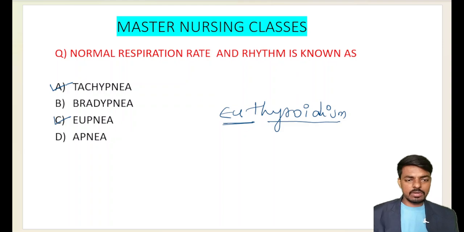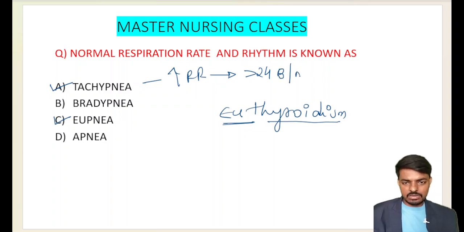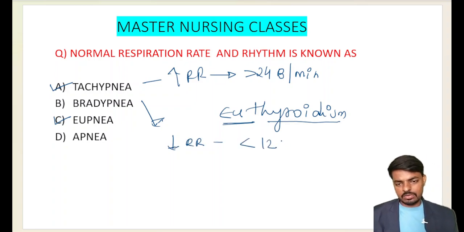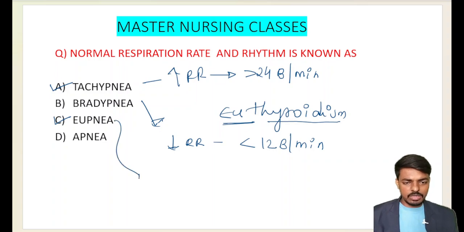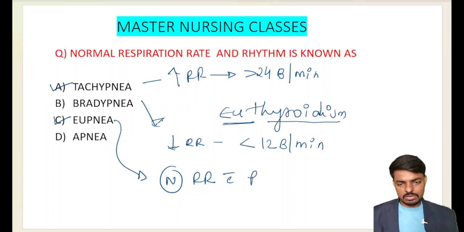Here is another one. Tachypnea means increased respiratory rate, more than 24 breaths per minute. And what is bradypnea? Bradypnea is decreased respiratory rate, less than 12 breaths per minute. What is eupnea? Eupnea is the normal respiration rate with rhythm. That is what we call eupnea, the normal respiratory pattern.